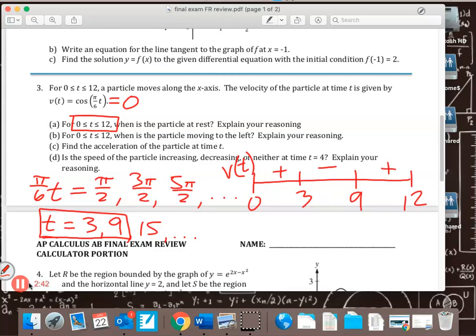All right, so when is the particle moving to the left? The particle is moving to the left from t equals 3 to t equals 9, or on the open interval 3 to 9, because velocity is negative on that interval. Any questions about that one?